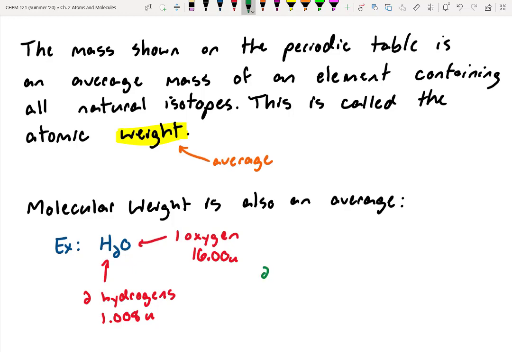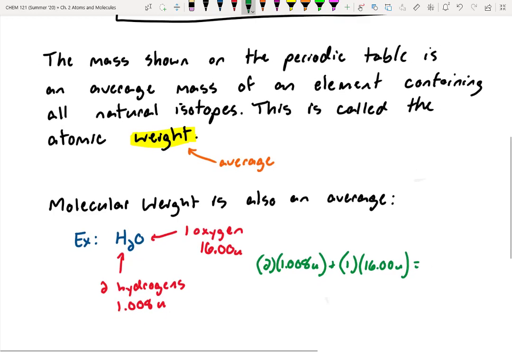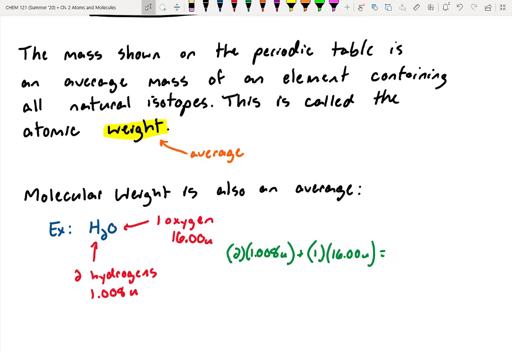So I could say 2 multiplied by 1.008 U, and then we'll add this into our second part, which is 1 oxygen, which is 16.00 U. And we can find the molecular weight for water is just going to be 18.02 atomic mass units. So in this case, it's pretty easy to find by just using the values provided to us on the periodic table.